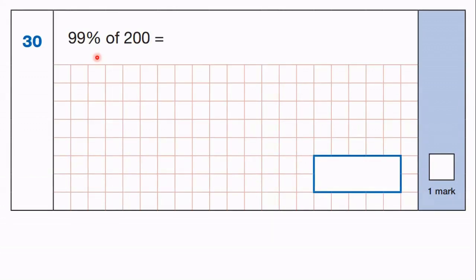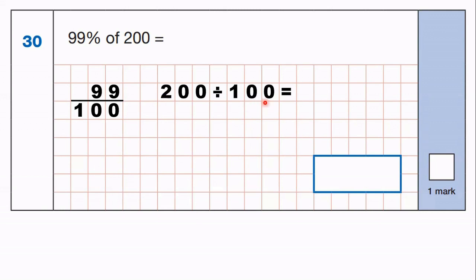Question 30, find 99% of 200. So to find a percentage of a number, we can think of it as a fraction over 100. Then to find a fraction of a number, we can divide by the denominator and then multiply by the numerator. So if we divide 200 by 100, we get 2, because remember we can cancel zeros when dividing. Then we need to multiply by the numerator, so multiply by 99.